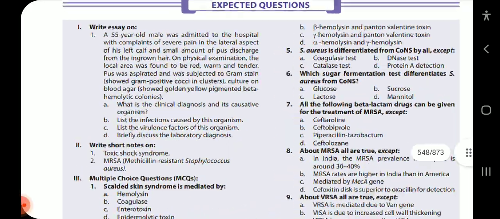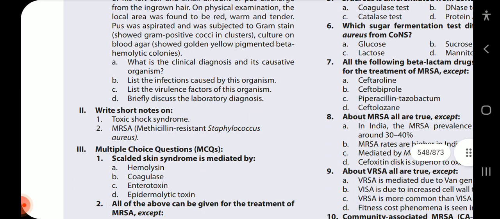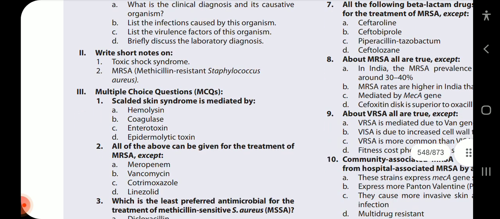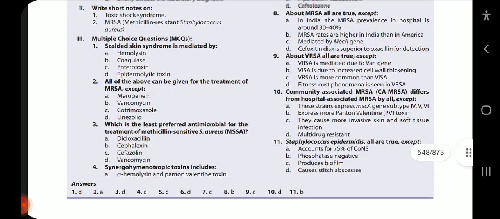First question, write an essay on a 55-year-old male who was admitted to hospital with complaint of severe pain in the lateral aspect of left calf and small amount of pus discharged from an ingrown hair. On physical examination, the local area was red, warm, tender. Pus was aspirated and subjected to Gram stain, showing gram-positive cocci in clusters. Cultured on blood agar, showing golden yellow pigmented beta hemolytic colonies. So clearly, this is a case of Staph aureus abscess. Okay, the organism, the infections caused, virulence factors and the lab diagnosis we can write. Okay, we can write short notes on toxic shock syndrome, MRSA. Okay, so this is all we can do.